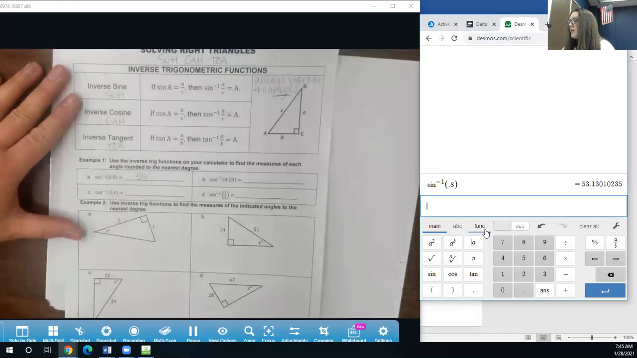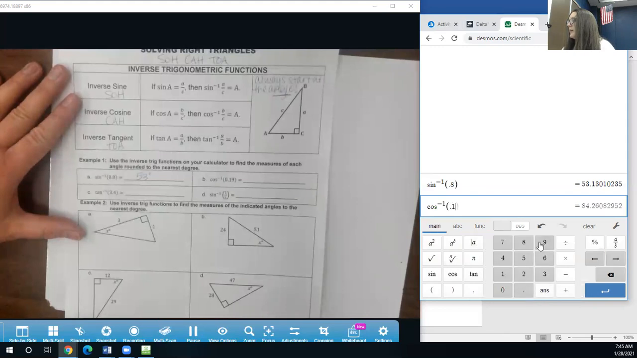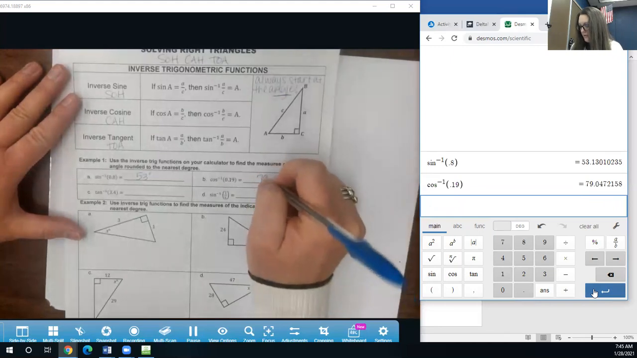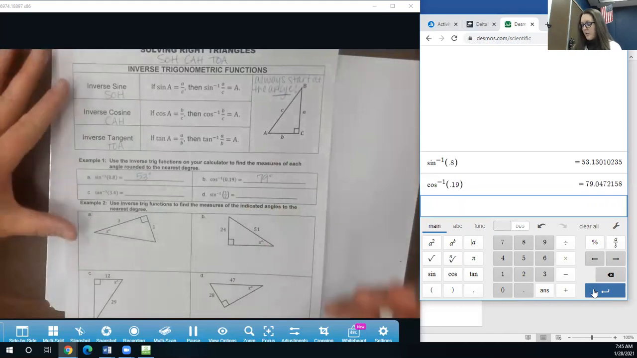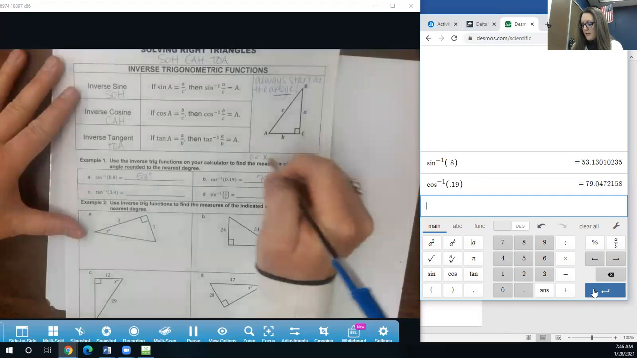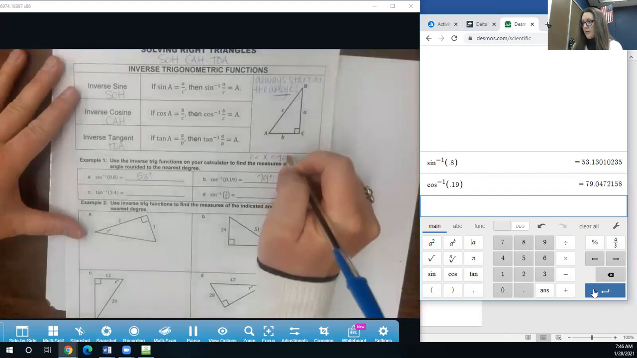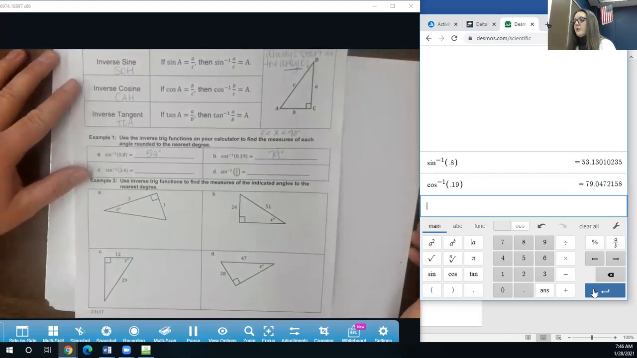So let's look at this cosine of 0.19, or inverse cosine of 0.19 is 79. So that's a good angle measure too. Remember, because we're dealing with right triangles, we want something that's less than 90 degrees, greater than 0, right? So think about that. You want your angle to be greater than 0 and less than 90 degrees, okay? All right, go ahead and do the next ones on your own.